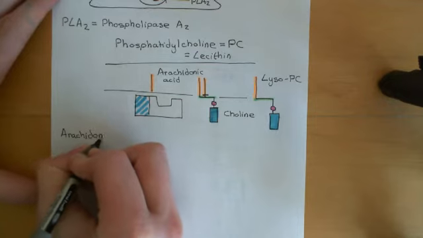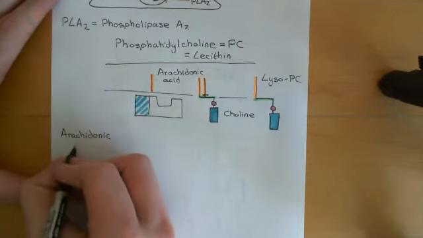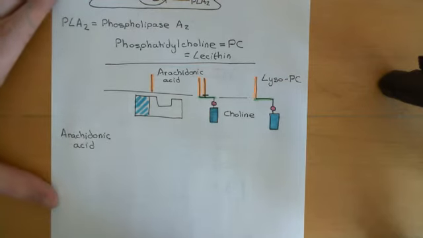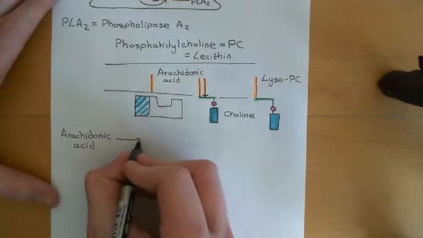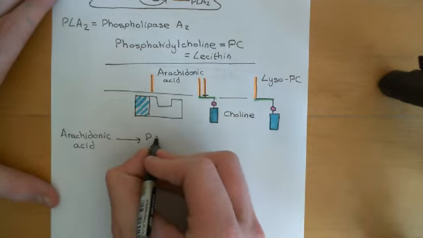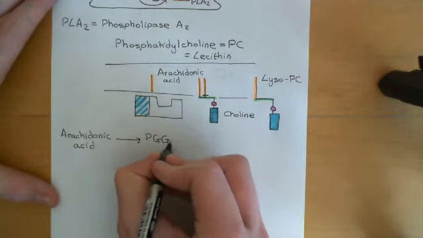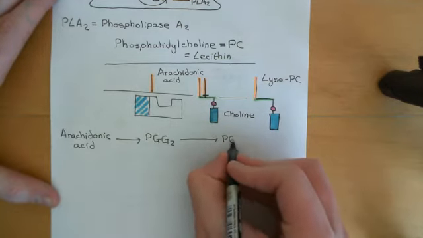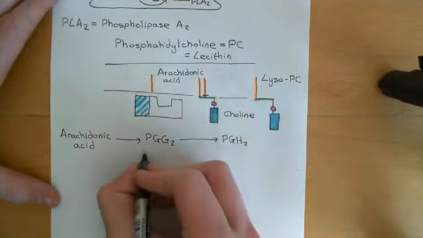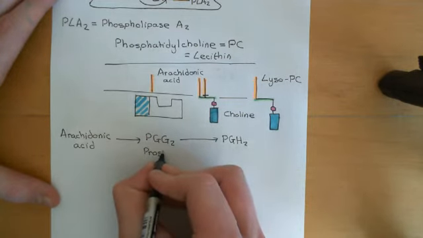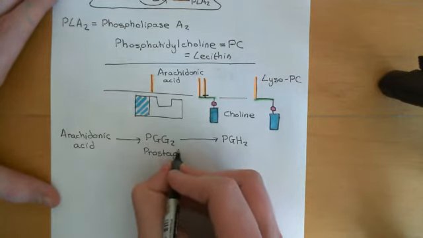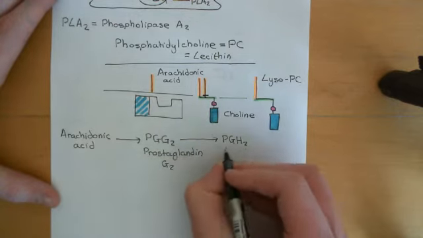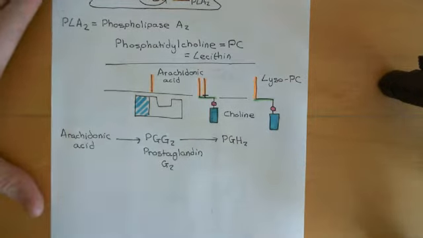The first thing that's going to happen is that if we want to synthesize a prostaglandin, arachidonic acid firstly needs to be converted by the cyclooxygenase enzymes. Firstly it's going to be converted into something known as prostaglandin G2, and then it's going to go on further to be converted into prostaglandin H2. So I'll write these names fully out. The PG stands for prosta, that's the P, glandin, that's the G, and then this is prostaglandin G2, and then this one's prostaglandin H2.